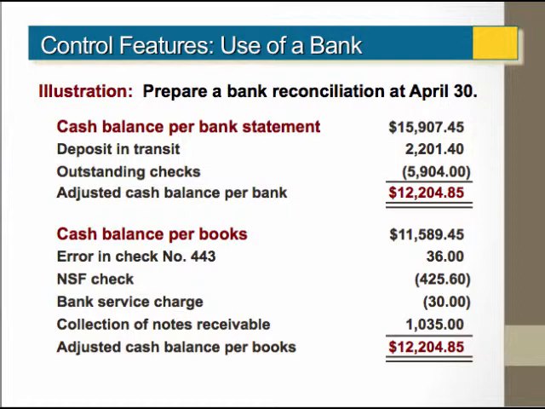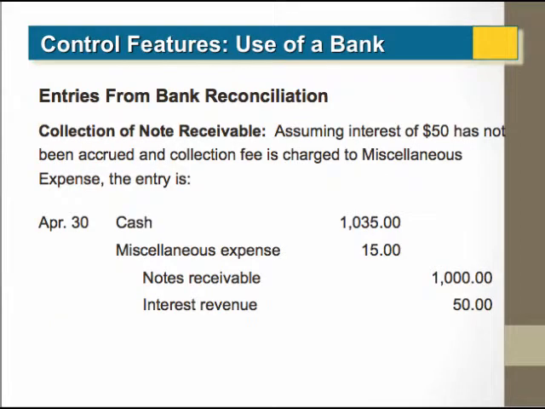Next, we have to do the journal entries to recognize the four reconciling items in our bank reconciliation. We have to make a journal entry that records the change in cash, with cash going up by $1,035. In that, we had miscellaneous expenses of $15, a collection of the note receivable of $1,000, and interest of $50. This was all done for the collection of the note receivable.